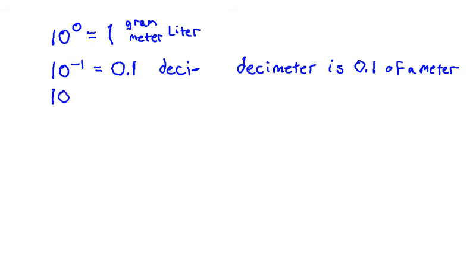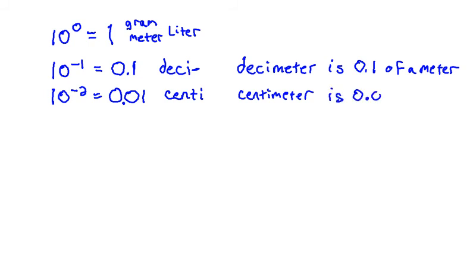Now 10 to the negative 2, that means 2 zeros and then your 1. Let's put the decimal point after that first 0, and that's centi. So a centimeter is 1/100th of a meter.